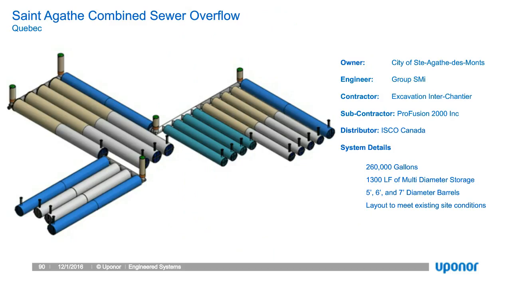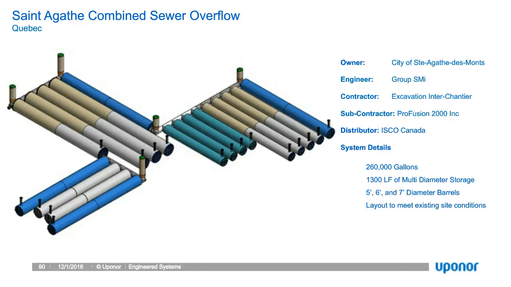The first project I'd like to talk about, we're very excited about, we just closed this one out, is the St. Agathe Combined Sewer Overflow Project. This project utilized multiple diameters to achieve 260,000 gallons of storage in a manifold type configuration.